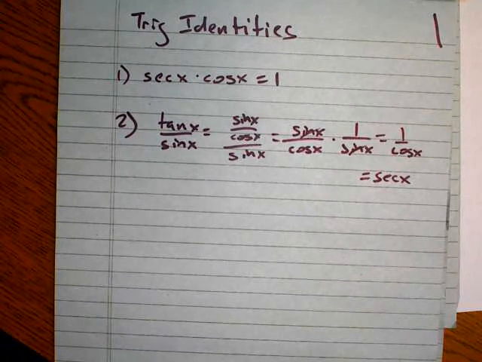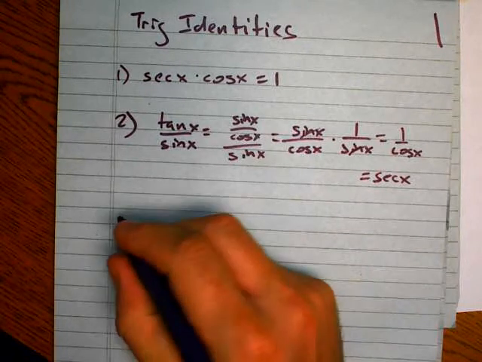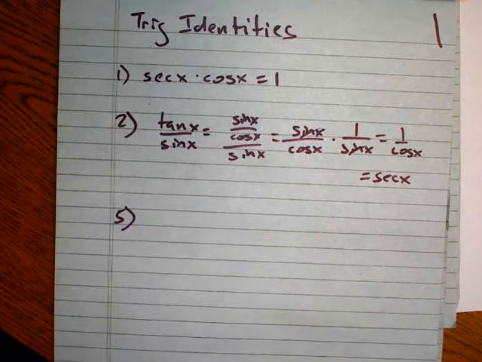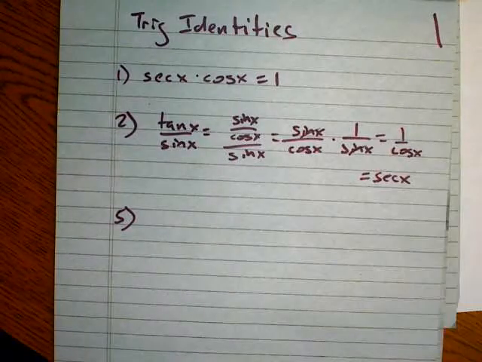Let's move on here. 3 and 4 are just reciprocals. They're both going to end up being equal to 1. So let's move on to number 5. If you're following along with worksheet number 1, you'll know what I'm talking about.